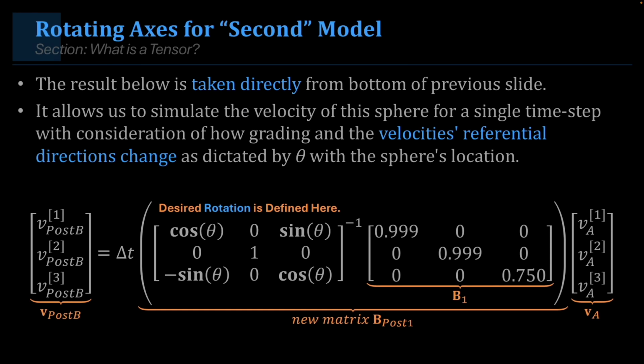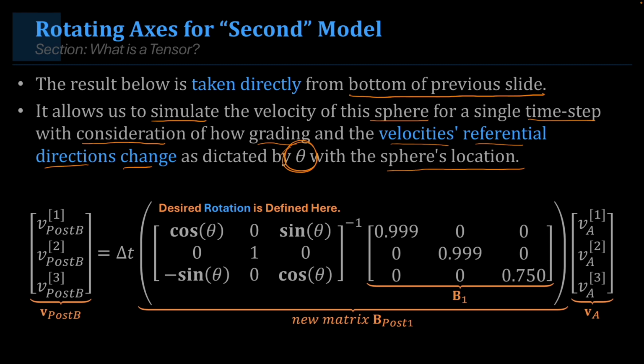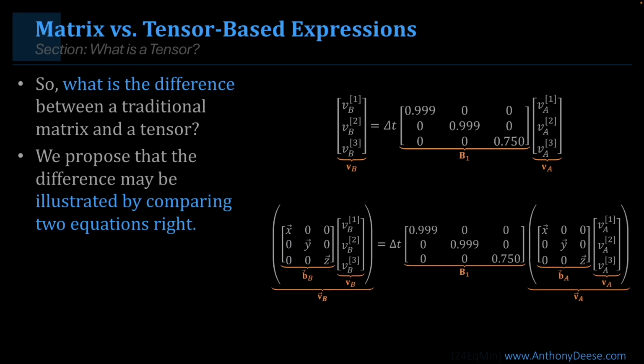So the result below is taken directly from the bottom of the previous slide. And what it does, and this is a little bit of repetition, I apologize, but it allows us to simulate the velocity of this sphere or ball for a single time step with consideration of how the grading and the velocity's referential directions change as dictated by theta with the sphere's location. Right, the desired rotation is defined here. So what's the difference? We still haven't answered the question of what is a tensor.